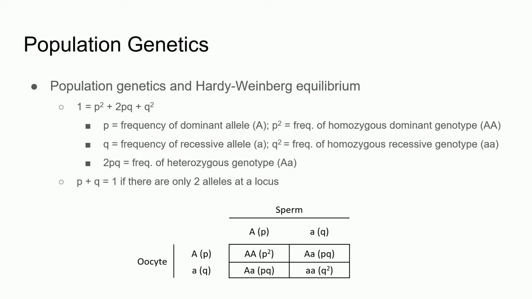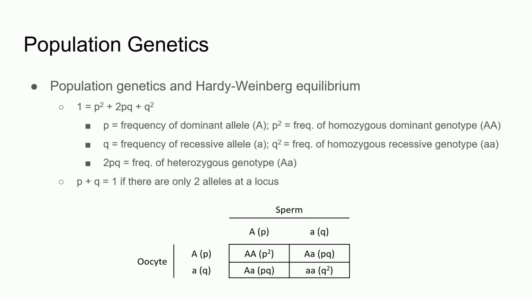The frequency of the dominant allele is designated P, and the frequency of the recessive allele is Q. The genotype frequencies in a given population become the sum of outcomes, or P squared plus 2PQ plus Q squared, where P squared designates the frequency of the homozygous dominant allele, Q squared the frequency of the homozygous recessive allele, and 2PQ the frequency of the heterozygous alleles. If there are only two alleles at a locus, then P plus Q equals 1.